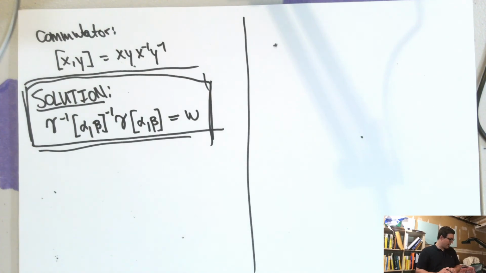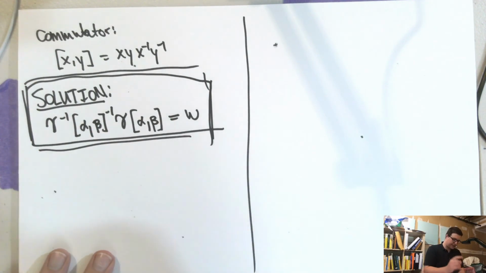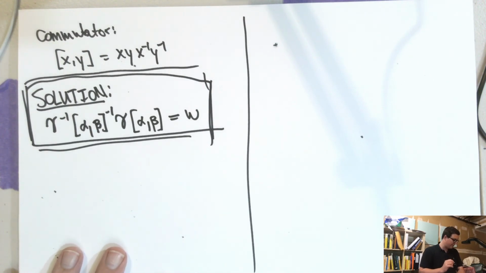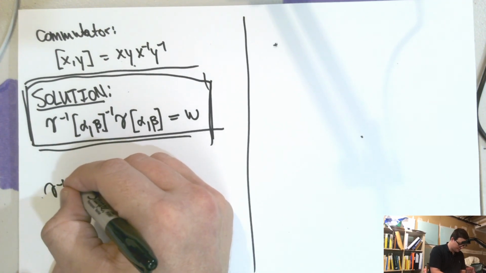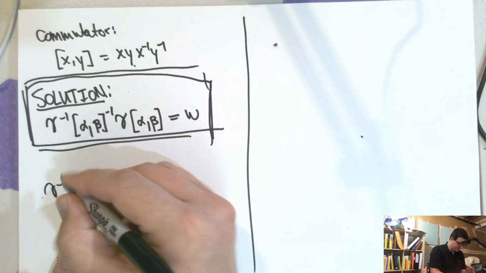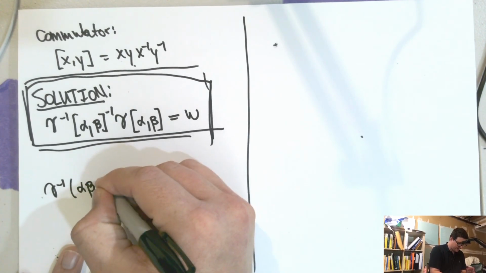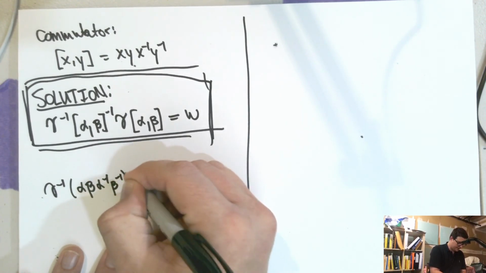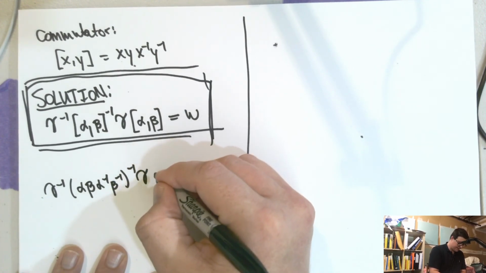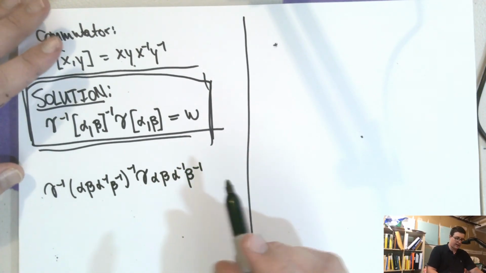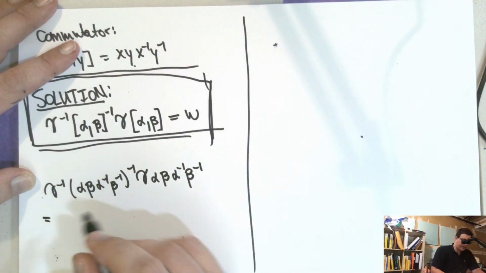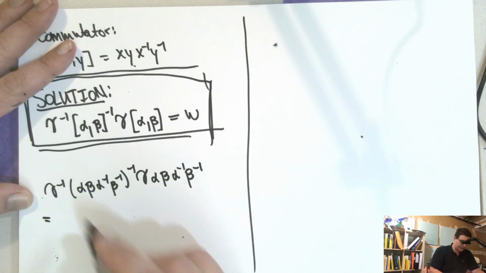Just to make sure that we all know how the group operations work, I'm going to write this element down, but maybe you can leave the video if you want. So we're going to write down this element: alpha, beta, alpha inverse, beta inverse, inverse, gamma, alpha, beta, alpha inverse, beta inverse. The only reason I wanted to do this was to show you how this actually works, just in case.